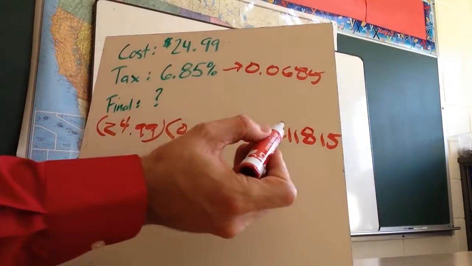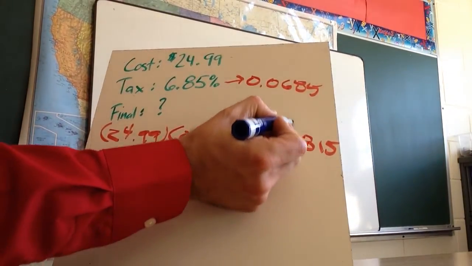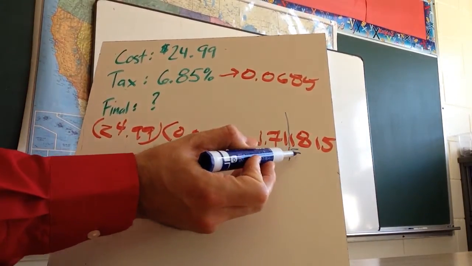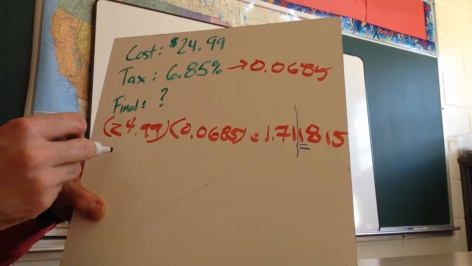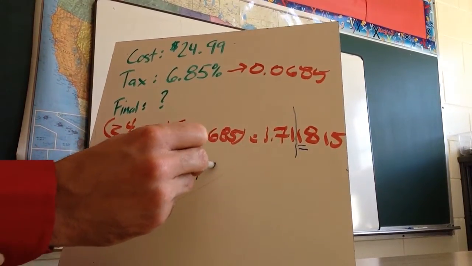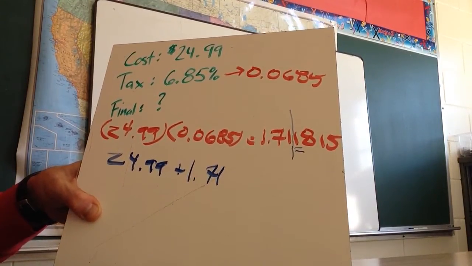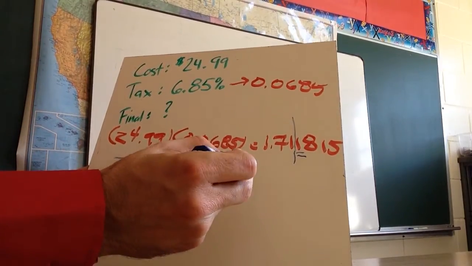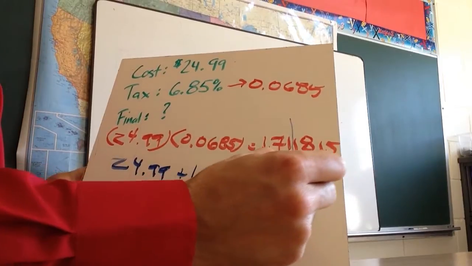So this is going to be my line, right? It's going to be at the cents. So that's here. And so this 1 tells me that I should just leave it at $1.71, so I'm going to take $24.99 plus $1.71, and I should get $26.70.